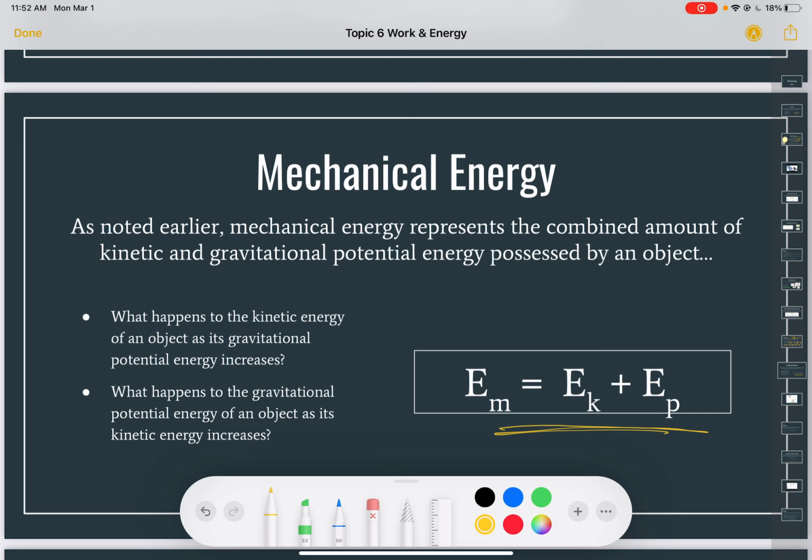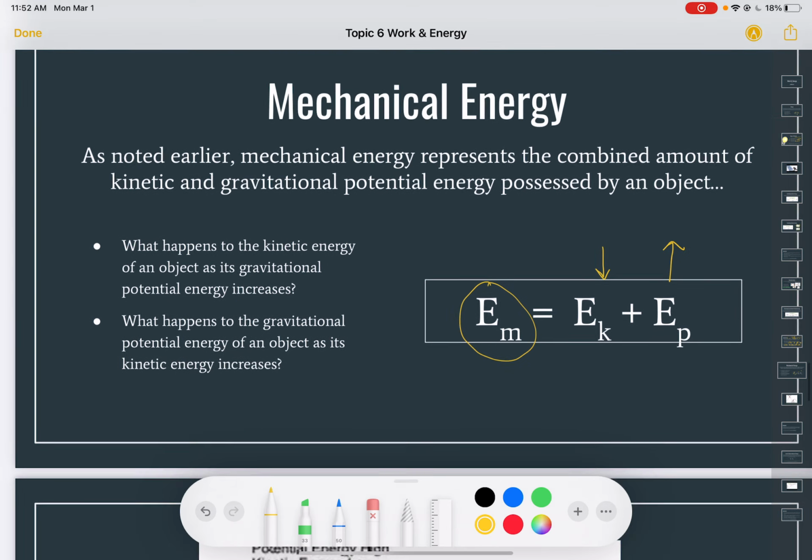And they're basically totally related to each other. So if we were going to have more potential energy, then we would have to have less kinetic, and vice versa, because they sort of add up to each other to make our mechanical energy. Okay? So it says, what happens to the kinetic energy of an object as the gravitational increases? I just said that. So as your gravitational energy, which is your potential, increases, then this one would have to go down to keep this number the same.